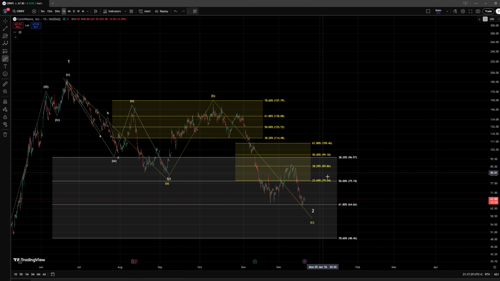Now, this is not to say that this correction is over. In fact, we still have a lot of down pressure forming within this movement. We haven't broken any relevant areas of resistance that would suggest that this structure to the downside is actually done, and we will get to those in a moment. But within this area, we right now have a couple of options.